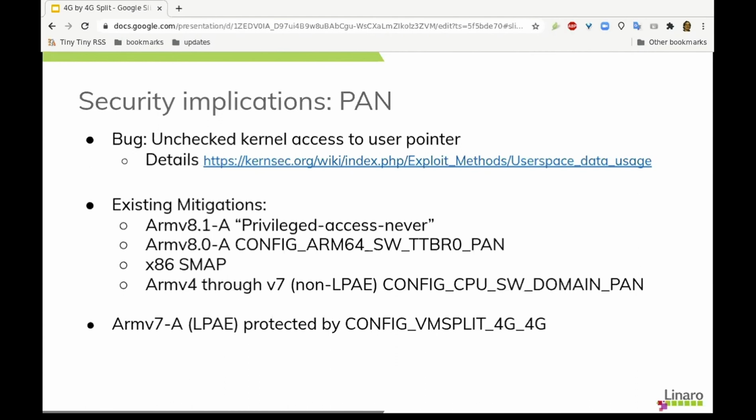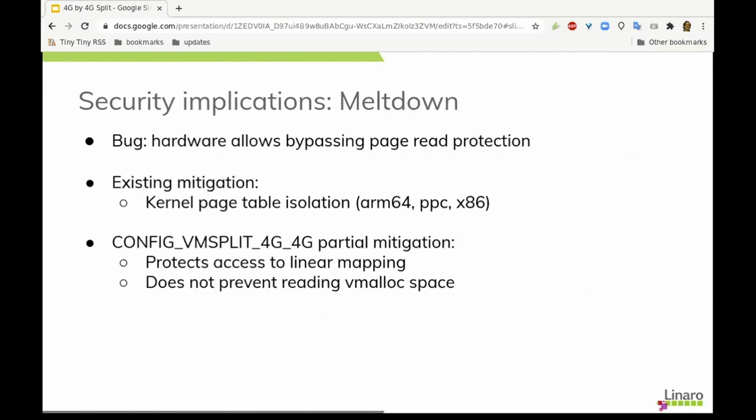But with the proposed approach, we would get this also on LPAE. Basically, it's the same feature. Another implication would be that it is kind of similar to the page table isolation that we have on 64-bit architectures, it doesn't give you the whole isolation.